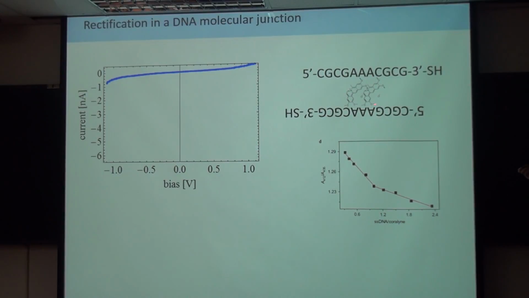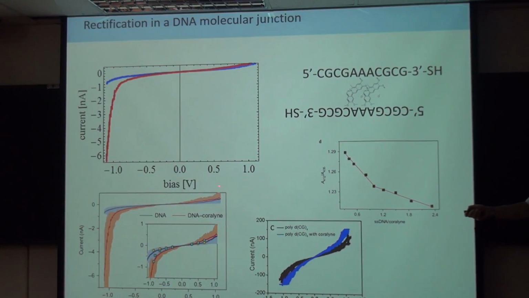It has some structure in real space, nothing to write home about. And now you see that this molecule looks perfectly symmetric. But this is the current that they measure. And this current shows a rectification ratio of about 15, which is already quite statistically significant.